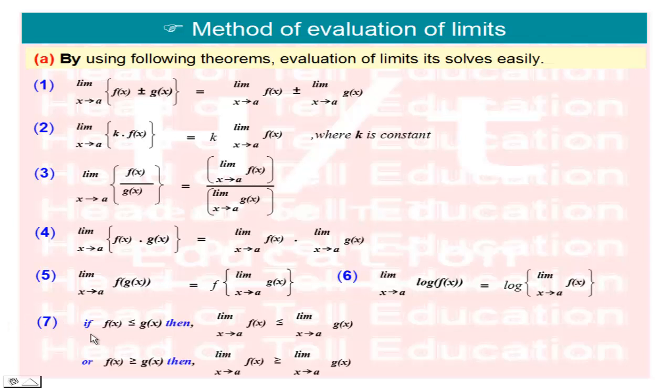And the seventh point: if f(x) is less than or equal to g(x), then limit x tends to a of f(x) is less than or equal to limit x tends to a of g(x). Or if f(x) is greater than or equal to g(x), then limit x tends to a of f(x) is greater than or equal to limit x tends to a of g(x). So all these theorems are used to solve limits.